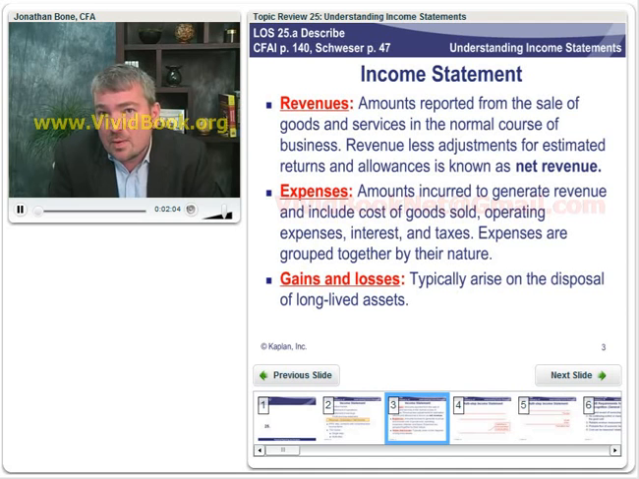Expenses, well, we're going to see the amounts incurred to generate revenue, and we're going to include expenses such as sales, general and admin expenses. Other things we're going to see are financing costs and taxes. We may also see other items in there such as unusual or infrequent items, and we'll discuss those a little bit later. Again, we're going to group our expenses together by their nature.